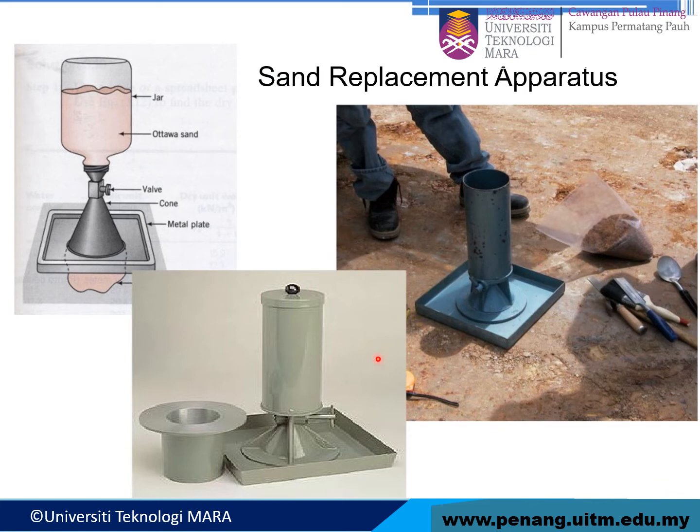Look at this one. This is the sand replacement apparatus. This is the jar, Ottawa sand, and valve. The valve is used to open the apparatus. So when you open the valve, the Ottawa sand will fill the hole below. This is the metal plate and the cone. There will be some calculation, some equations that you have to refer to in order to calculate the density of the soil.